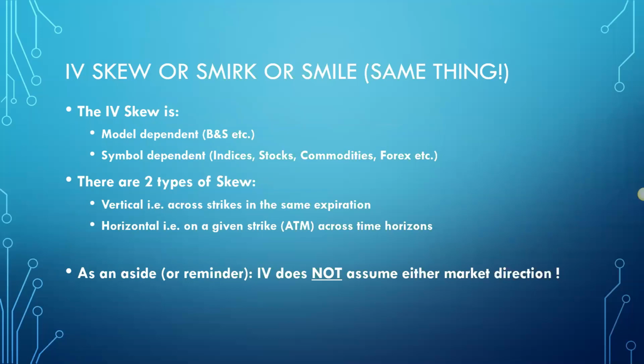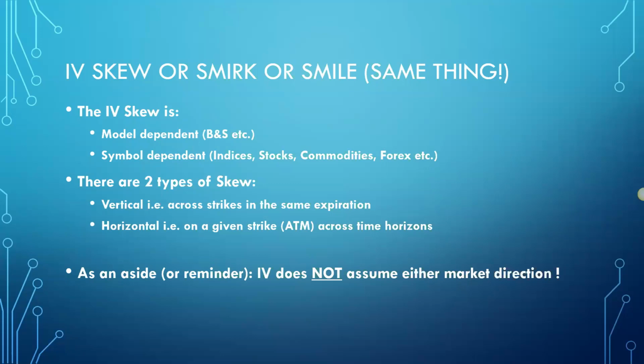Black and Scholes is a closed equation whereby you can extract the IV from price or calculate a theoretical price from an IV. And the shape, the form, is very much symbol dependent, or at least in some sectors the skew will look different. Commodities may be very different. It's also different in Forex.